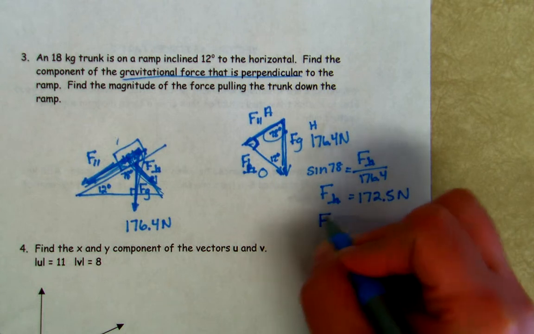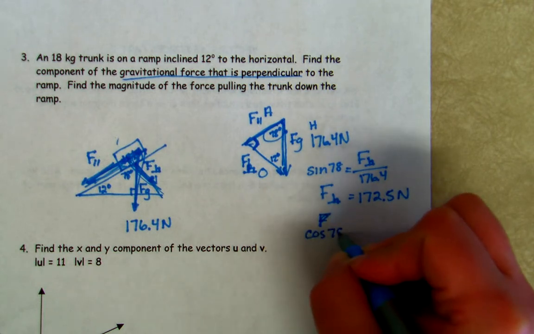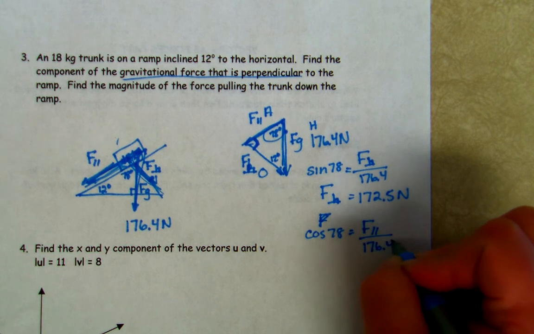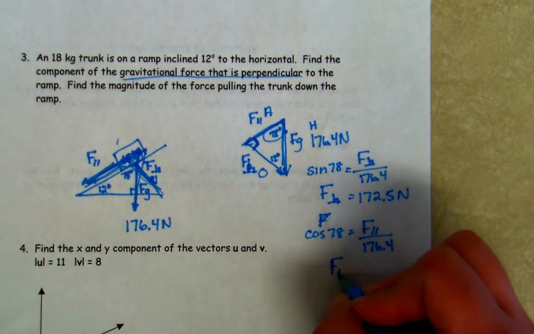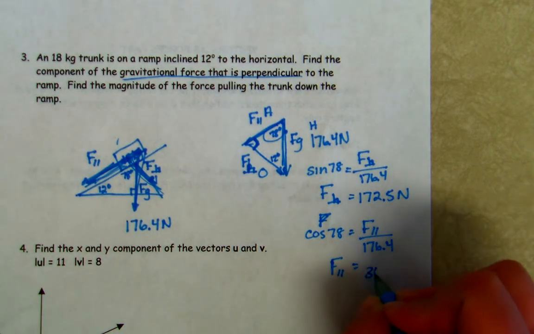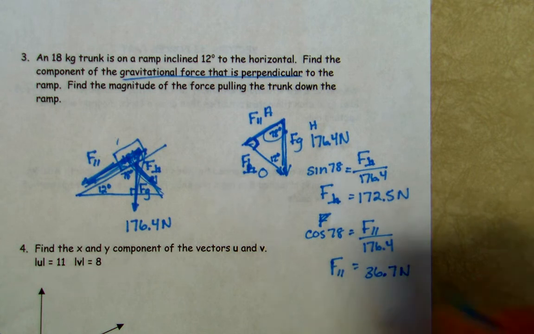And my force parallel is going to be cos 78 equals my force parallel over 176.4. And so my force parallel is going to be 36.7 newtons.